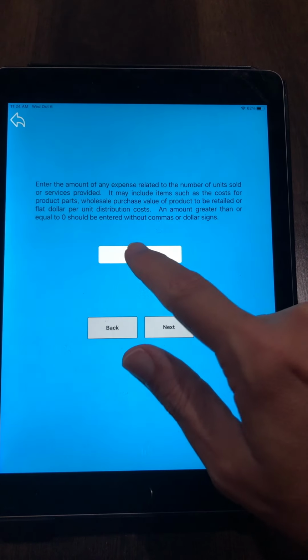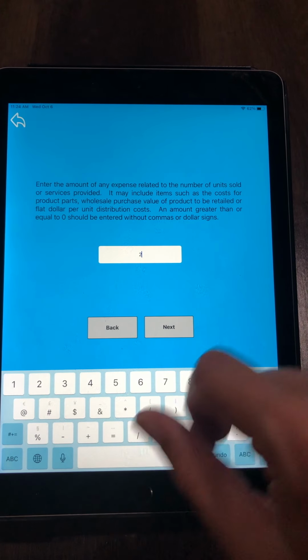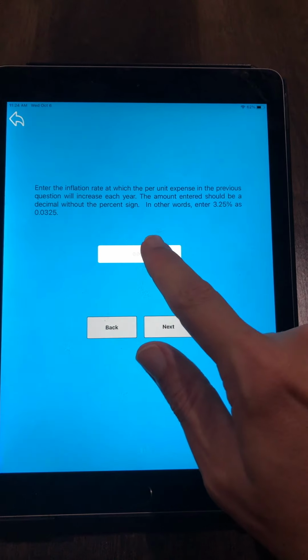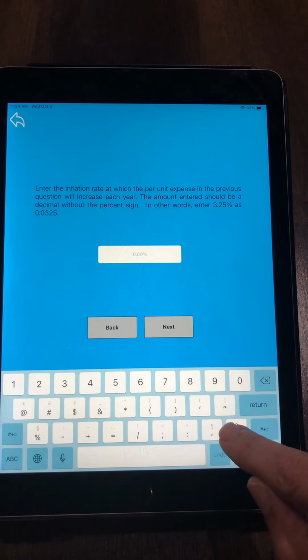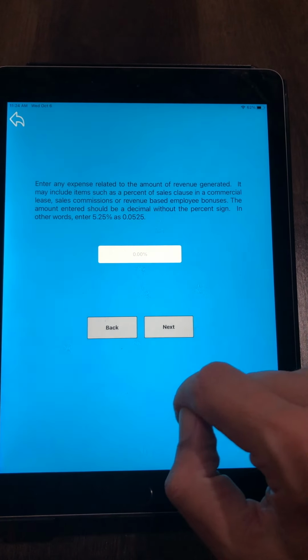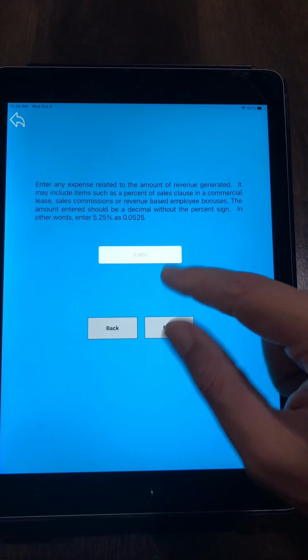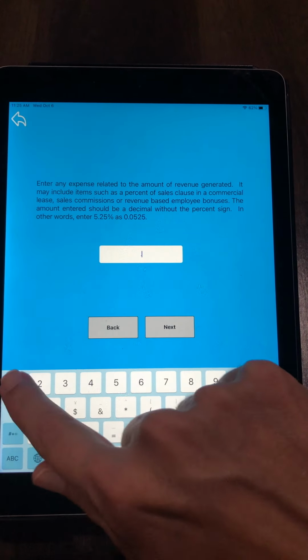Now I have my price per unit. I talked about including a $2 per app unit, price per unit. That's my expense per unit, sorry. And then I'm also going to inflate that at 3% per year thereafter. And then I have any expenses that are related to the amount of revenue generated. I talked about the app stores taking 30% and 50% of my revenue coming from app stores, so that my net cost per revenue was about 15%.